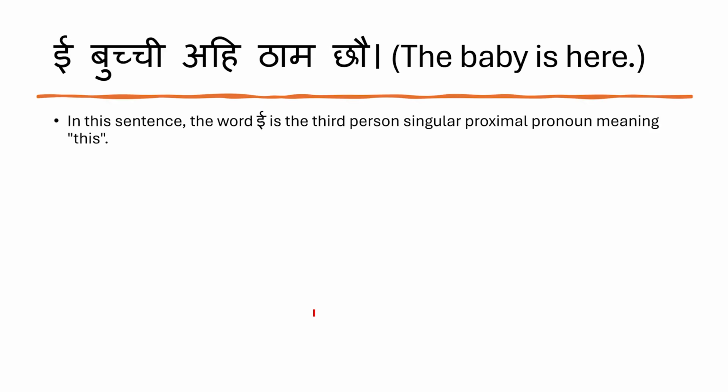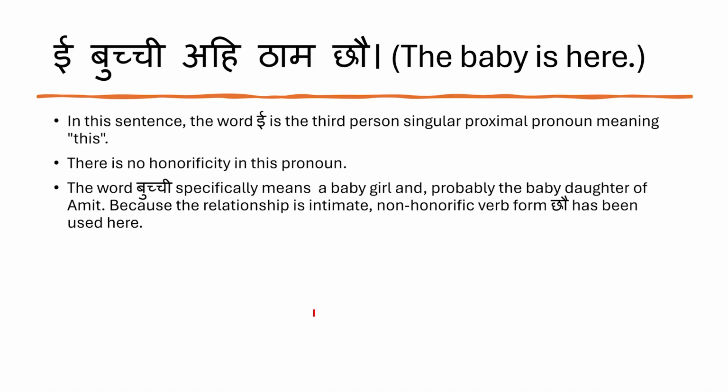In this sentence, the word e is the third person singular proximal pronoun, meaning this. There is no honorificity in this pronoun. The word Bucci specifically means a baby girl and probably the baby daughter of Amit. Because the relationship is intimate, the non-honorific verb form chau has been used here.